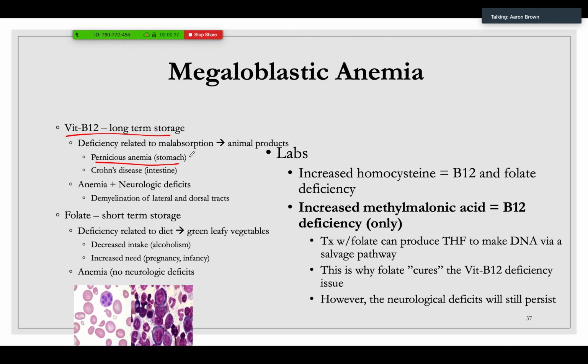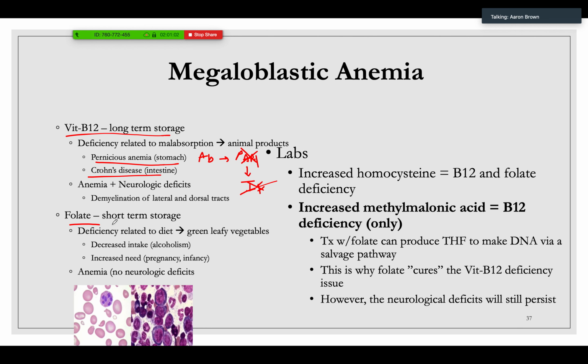We talked about this in our GI chapter. This is where you have an antibody that destroys parietal cells. Okay, and parietal cells are those cells that make intrinsic factor. So if you lose your parietal cells, you lose your intrinsic factor, you can't absorb B12. Crohn's disease is causing an inability to absorb intrinsic factor that's bound to B12, so those problems can be there.